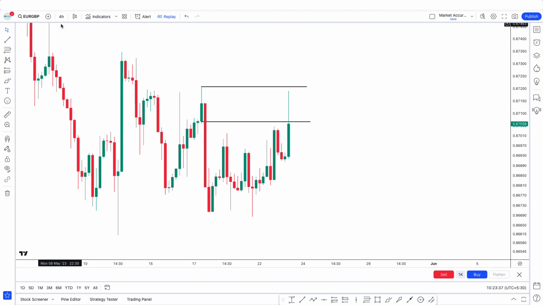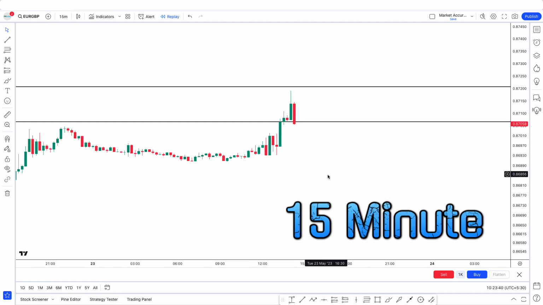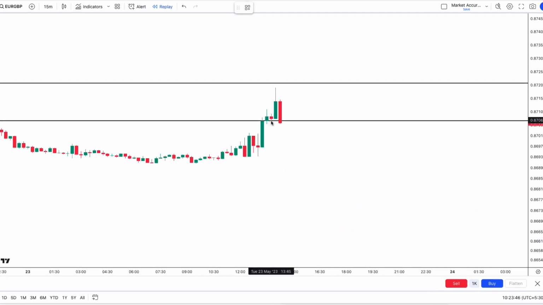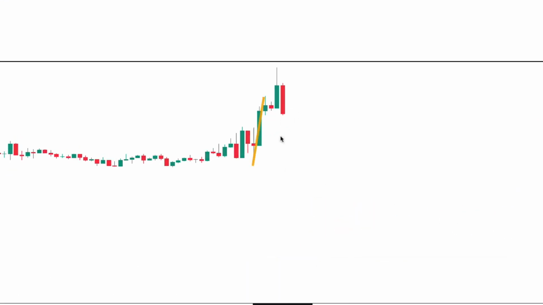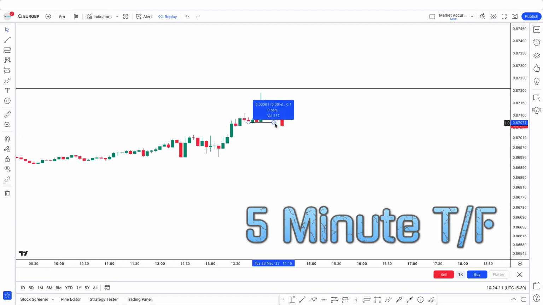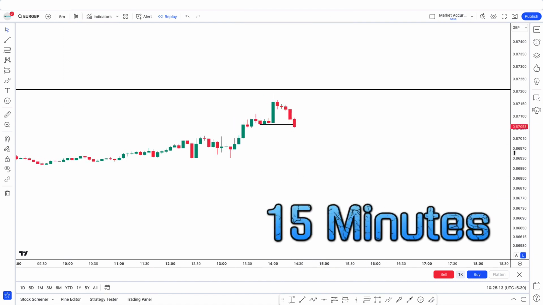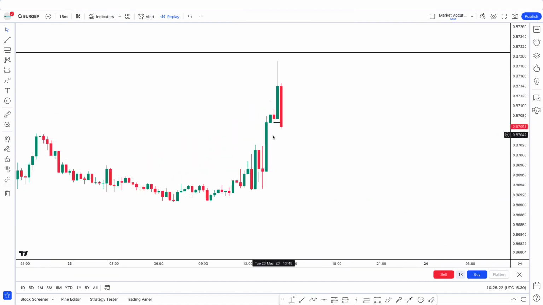Since we have touched the order block here, I want to drop down to the 15-minute time frame. Right over here, you can see if I remove this, we made a higher high, higher low, higher high right here. And we have a market structure shift right there. If I go to the 5-minute time frame, you can see it is a clear low right here, cool. But if you go to the 15 minutes, it's going to look something like that.